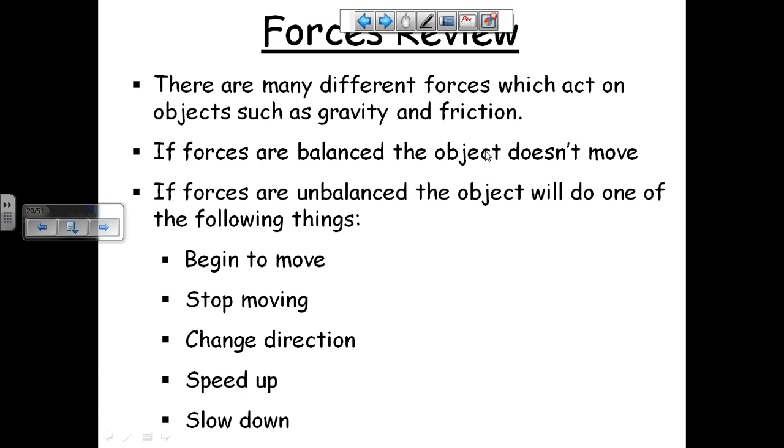But typically, the forces on an object that's not moving are going to be more balanced than forces on objects that are moving. That brings us to the end of our first forces video lesson. Please make sure that you have filled out all of the information on your graphic organizer.